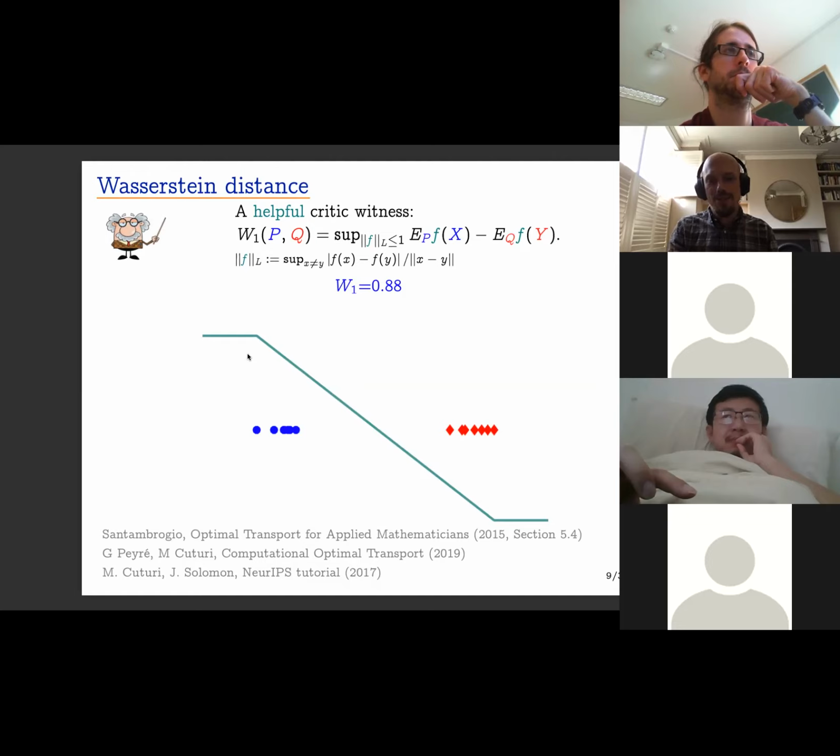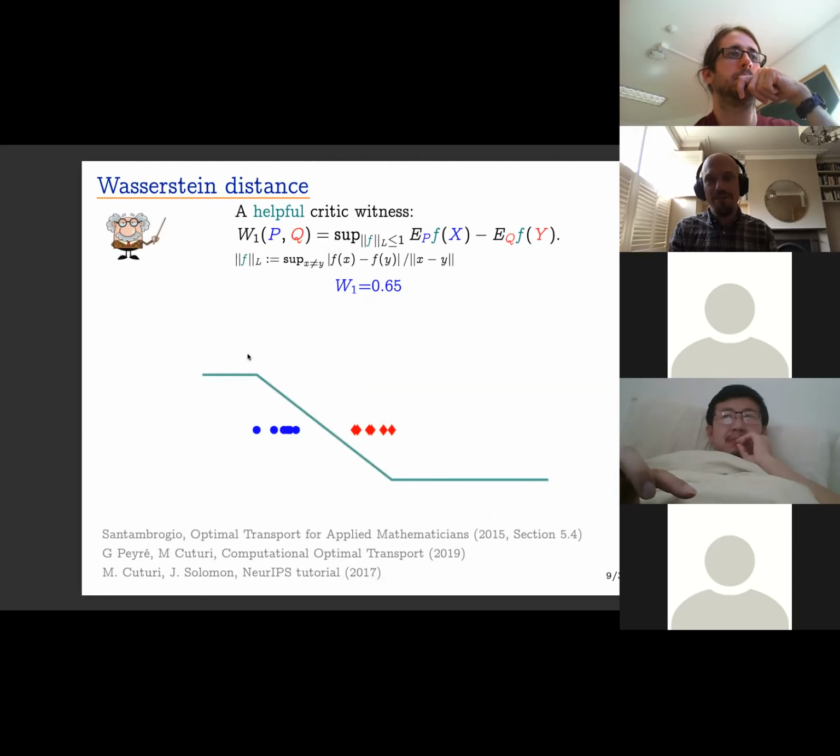And I've shown here an instance of this witness function for a very simple example of P and Q. What we notice here is that my red samples approach my blue. So as my generator, my fake samples, approach my real samples, the Wasserstein distance is going down. So what we're showing here is that as the red converges weakly to the blue, my Wasserstein is going down. This indicates that it's a helpful critic witness.